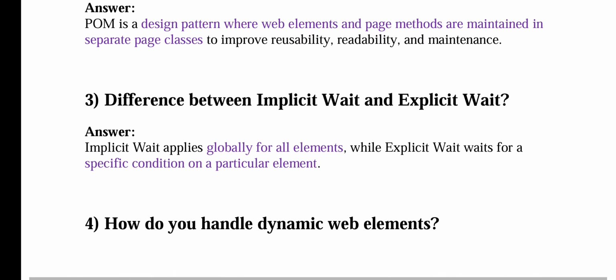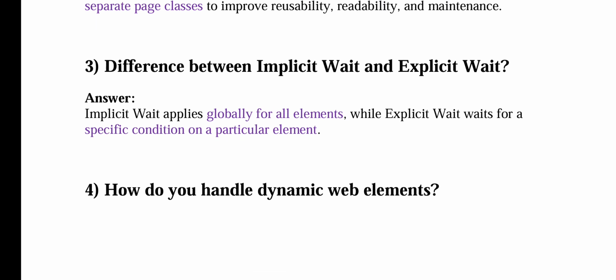The next question goes like, what is the difference between implicit wait and explicit wait? Implicit wait applies globally for all the elements, while explicit wait waits for a specific condition on a particular element.